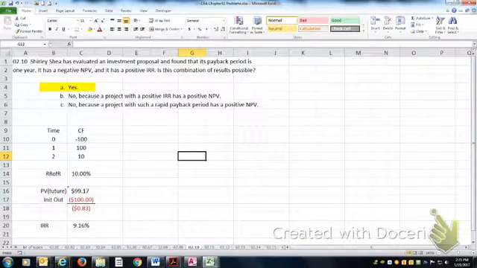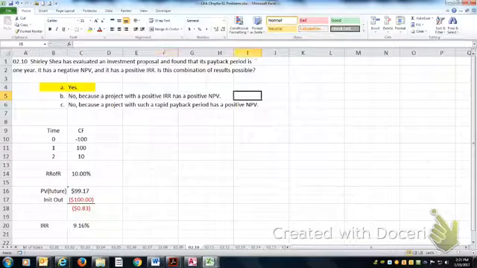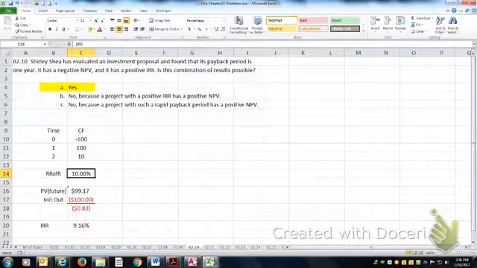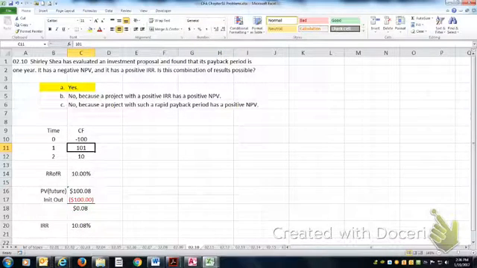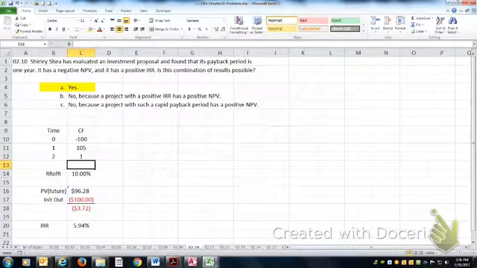Now the others are wrong. Because a project with a positive IRR has a positive NPV? No. You have a positive NPV only when the IRR is greater than the required rate of return. And a project with a rapid payback has a positive NPV? No, it doesn't. In fact, I can make this less than 1 year. So you get your money back in less than a year. It would take most of the year, but not quite a full year, to get your money back, and I still have a negative net present value.